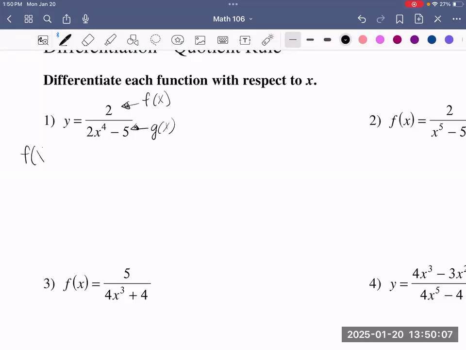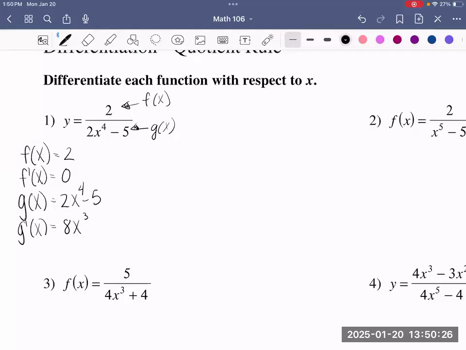So if f of x is going to be 2, let's go ahead and take your derivative of 2. Well, that is just 0. Let's do the same with the below, 2x to the 4th minus 5. Let's take the derivative of it. So we have 8x cubed.